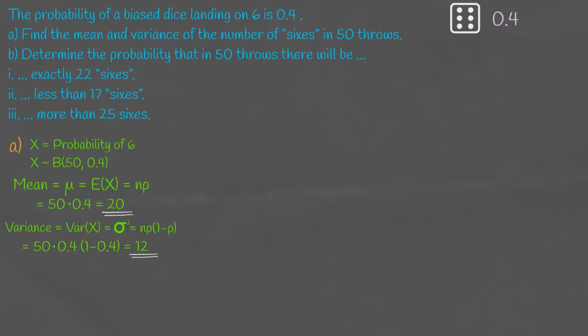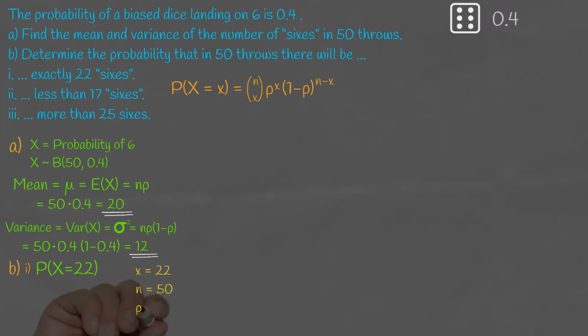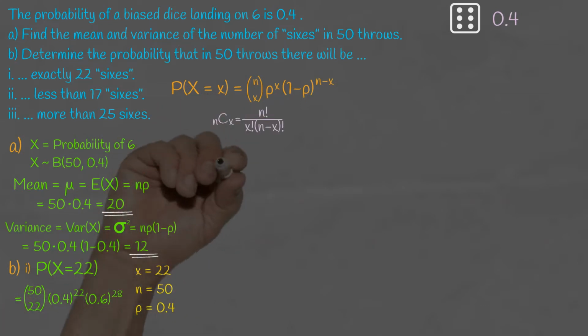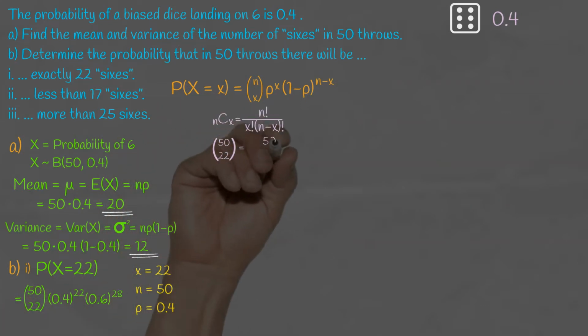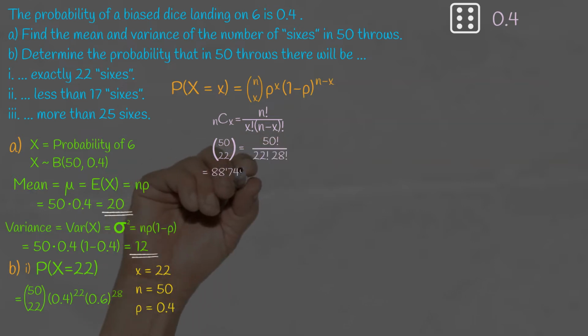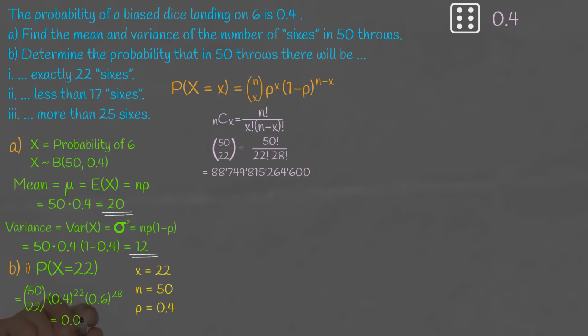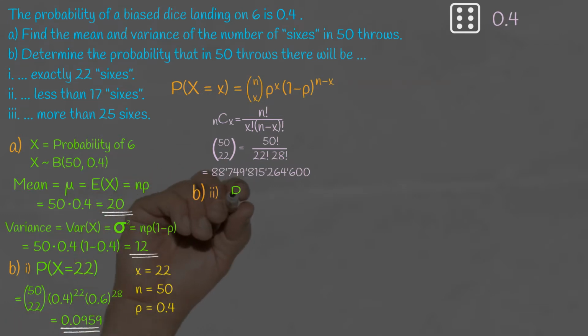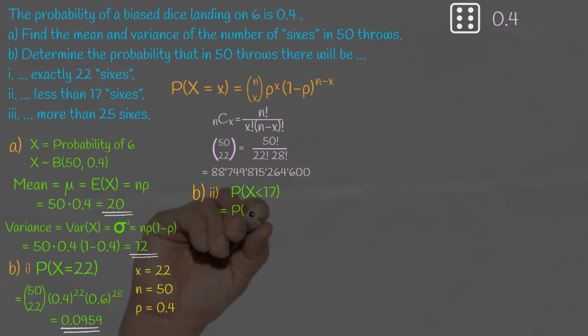To work out the probability that we get exactly 22 sixes, we can use the binomial formula, where x is 22, n is 50, and p is 0.4. So first we can put all the numbers into the equation, and then we can use the combinations formula to work out 50 choose 22. Then if we type all the numbers into the calculator correctly, we should get the answer of 0.0959.